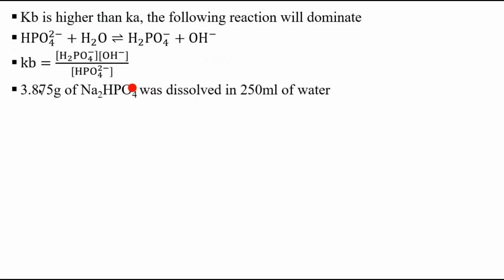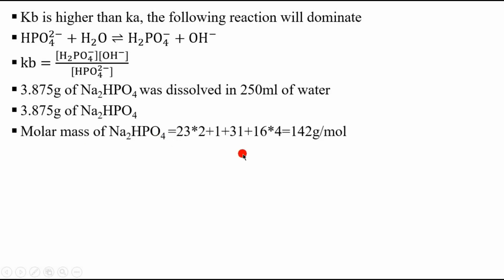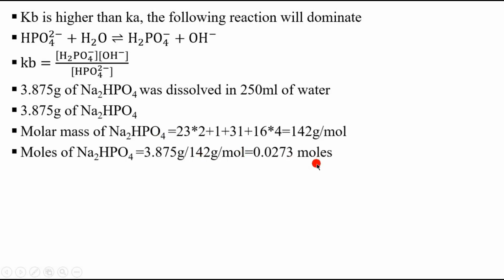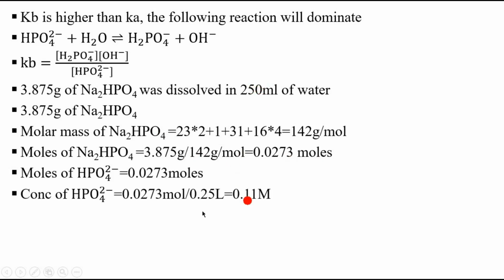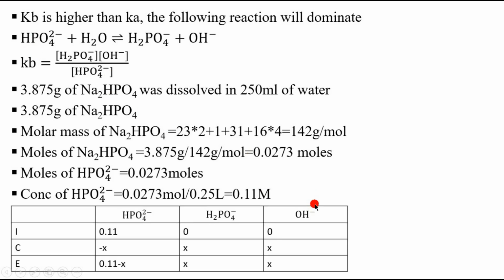Now we need to find the concentration. We determine the number of moles using the molar mass, then divide the moles by the volume of water in liters. Then we get the molarity: the concentration of this one is equal to 0.11 mole, that means 0.11 molar. We can then use the ICE table. So we have 0.11 here, and here we don't have any, and here we don't have any.